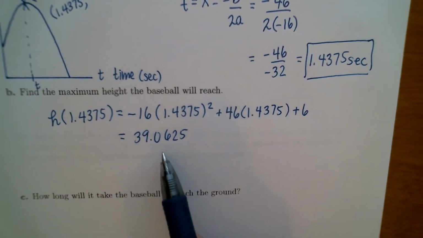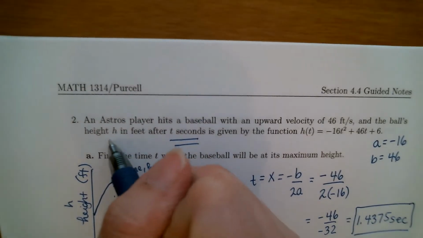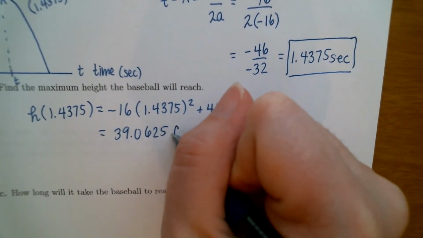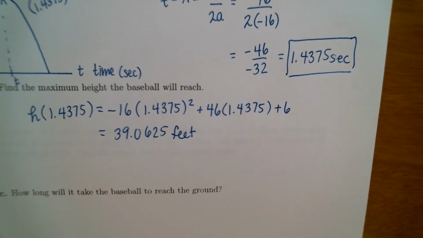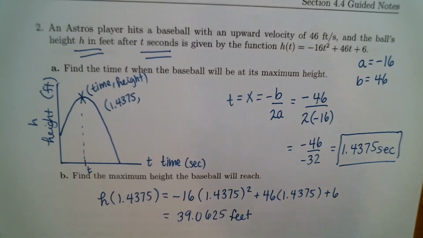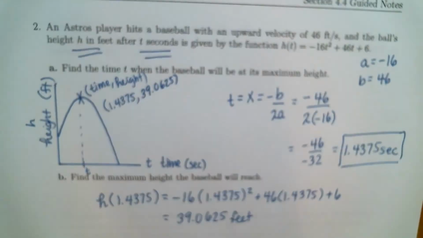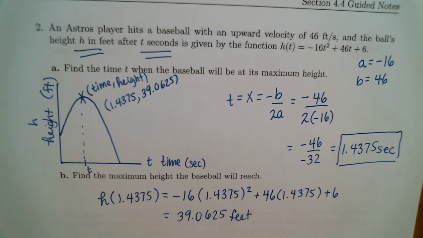All right, so that's going to be your maximum height. And remember, if you go back and look, height is measured in feet. So the maximum height is going to be 39.0625 feet. Now I can finish labeling this coordinate, which is not necessary, but I'm just trying to make my picture complete. So what we know from parts A and B is that the baseball reaches its maximum height of 39.0625 feet at 1.4375 seconds.